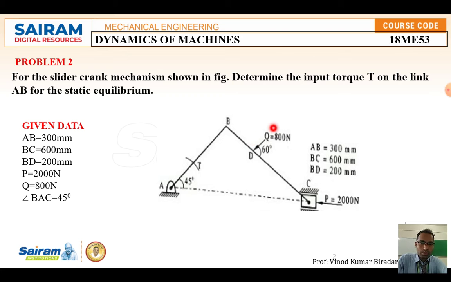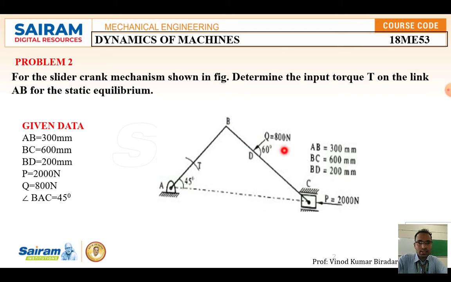I told you in the previous slide that for three forces in equilibrium, there is a condition: all three forces acting on that particular element should meet at a point. If that condition is satisfied, then you can solve this. You need to calculate the BC force, that is F34, the force of 3 on 4.